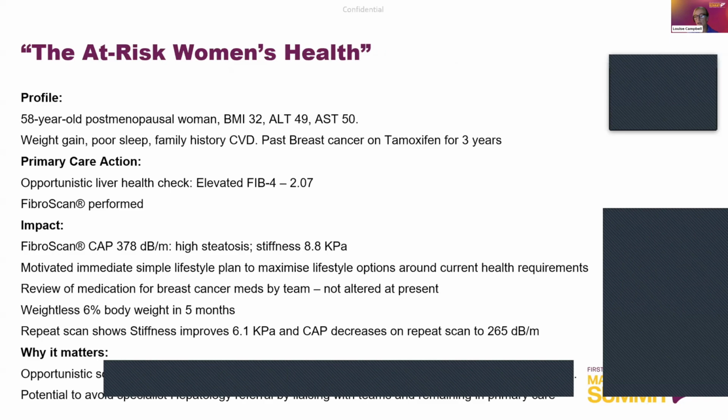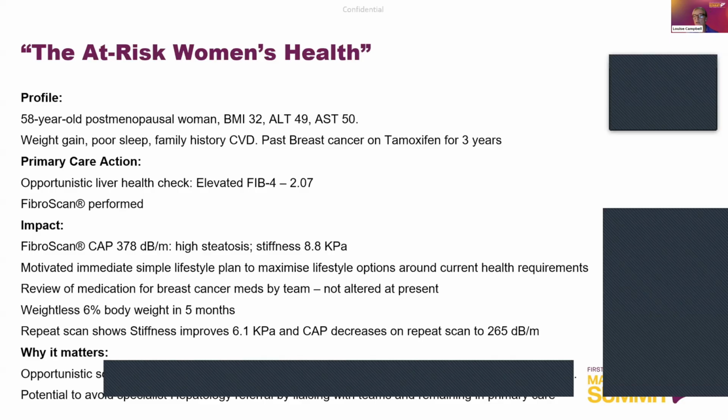Opportunistic liver health check. Elevated FIB4 at 2.07 requires either ELF or FibroScan. FibroScan was used in this case. So again, high steatosis at 3.378 and liver stiffness of 8.8. So it technically ticks off a lovely referral to a hepatologist. The hepatologist timeline for referral is quite high.